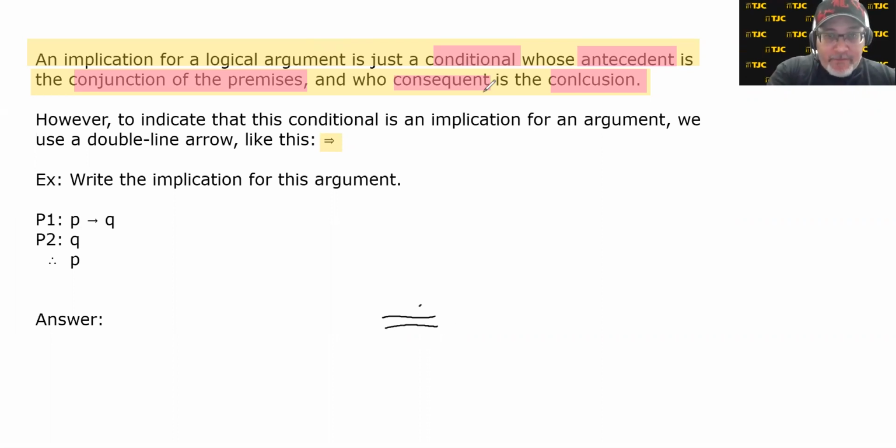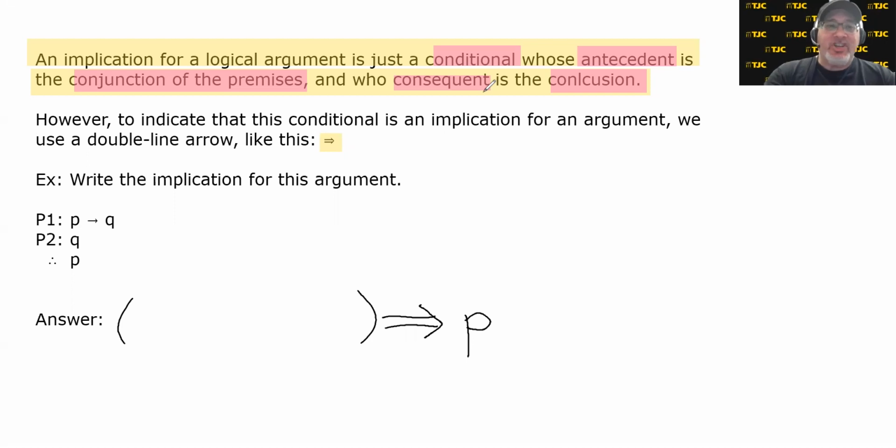Let's do the consequent first. That's easier. The consequent, the part that follows the arrow, is just the conclusion. So the consequent of this implication is P. But the antecedent is the conjunction of the premises. Now, I'm about to put a compound statement in as the antecedent of a conditional. Translation, I'm putting a bunch of stuff to the left of the arrow, which means it's going to go in parentheses.